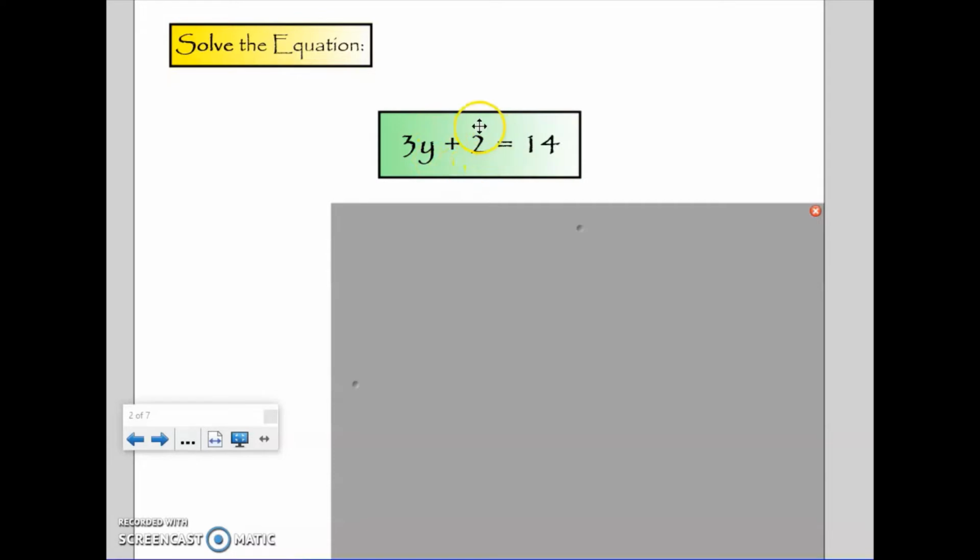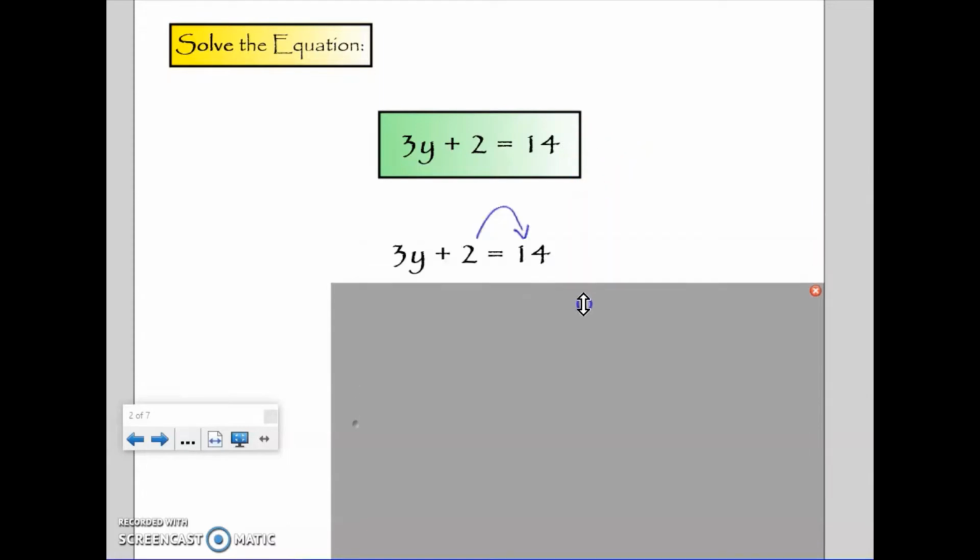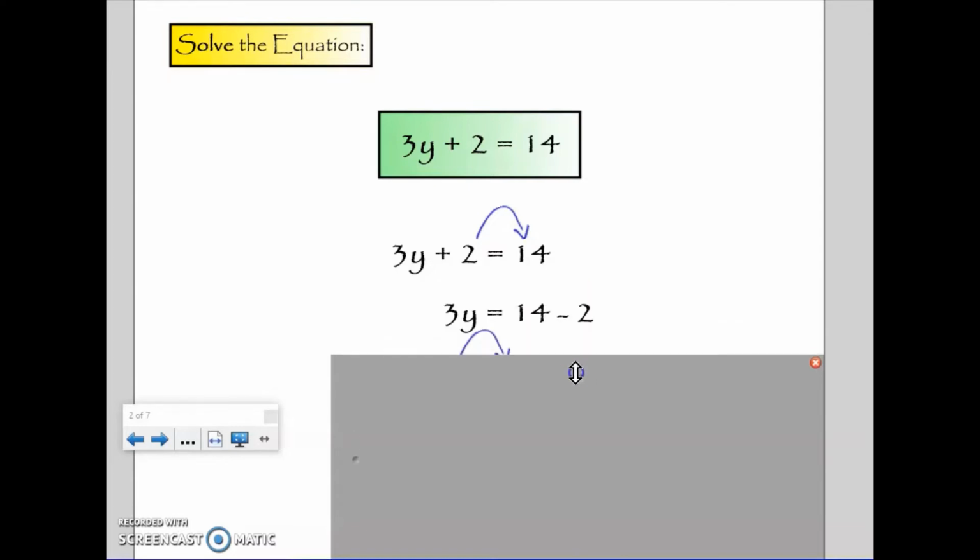The first step is I'm going to look at this positive 2, this plus 2. I'm going to take this plus 2 and move it onto the other side. When we move something across the equal sign, the function changes, the sign changes. So this plus 2, when it moves across the equal sign, will become a minus 2, a negative 2. So essentially, I'm taking the plus 2 over to the other side, and it's becoming a minus 2.